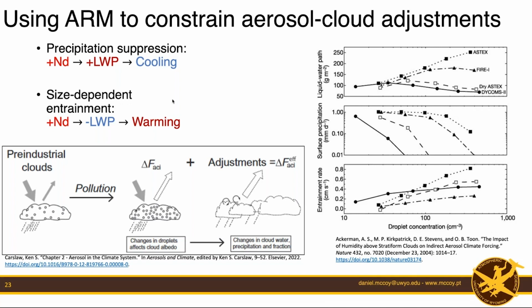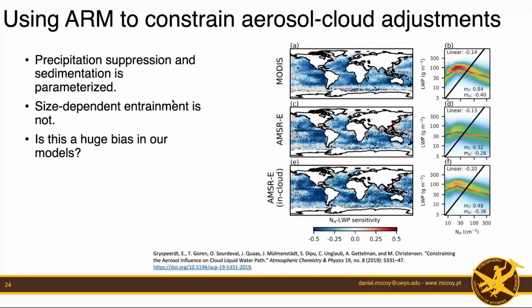So there's this bifurcation in effects. That leads to a lot of uncertainty in the overall forcing. And typically precipitation, well, almost always precipitation suppression is parameterized specifically by that autoconversion parameterization I was picking on at the start of the talk. Size-dependent entrainment is very rarely parameterized.